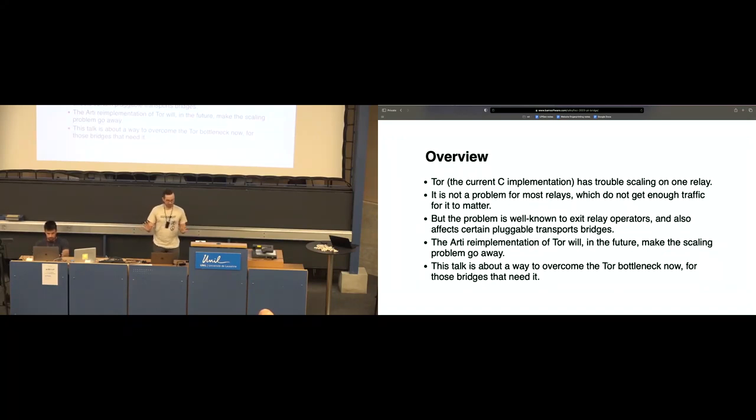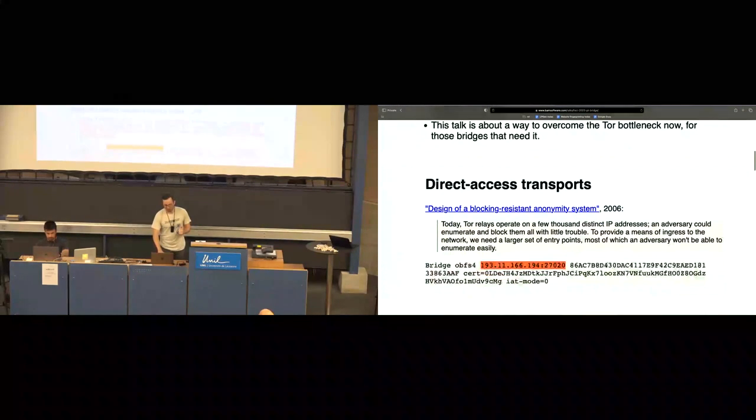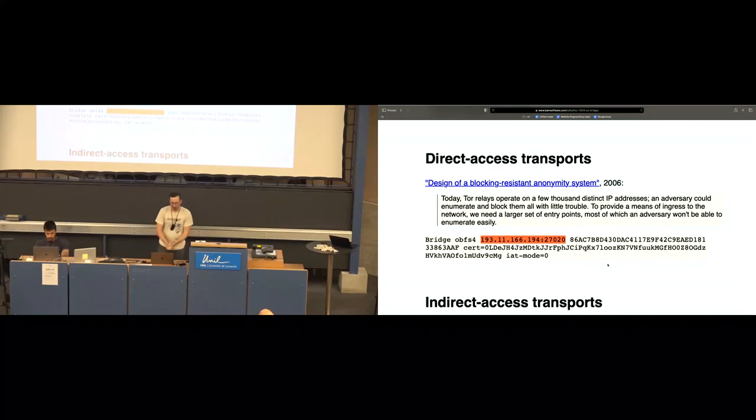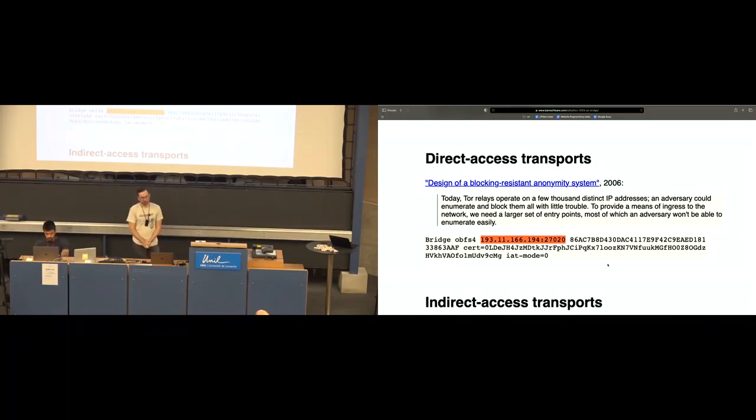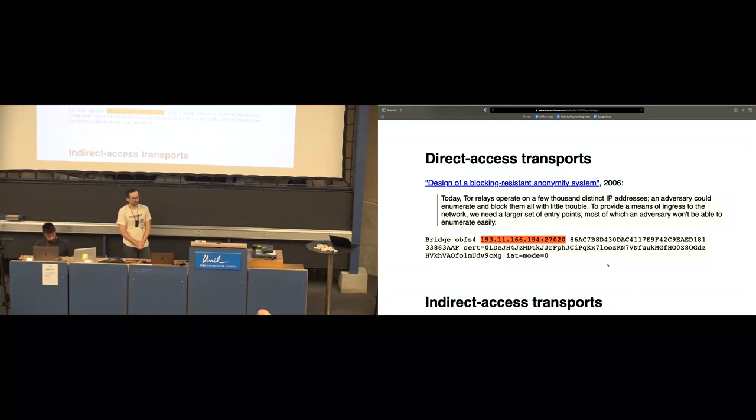Now we're going to step back and take a more gentle introduction to that. These are not settled terms, but for the purpose of this talk, I want to talk about direct access transports and indirect access transports. There's this great technical paper from 2006, Design of a Blocking-Resistant Anonymity System.